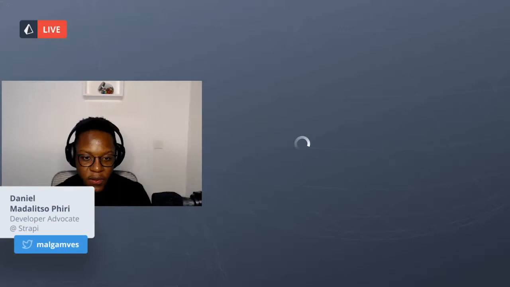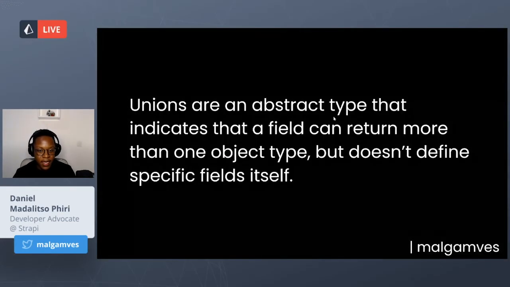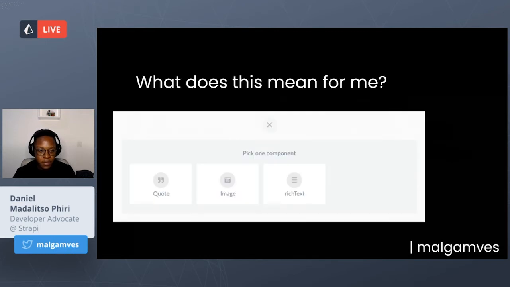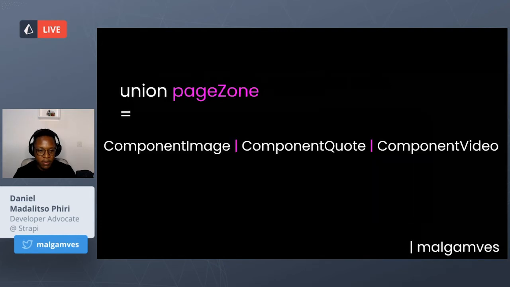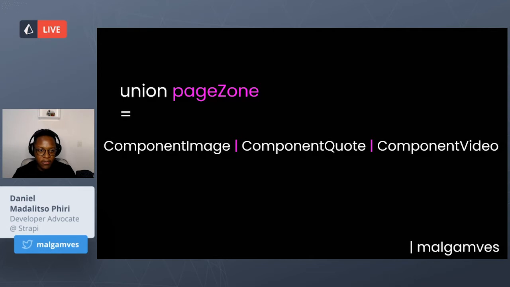Great. So we're talking about union types. Union types return more than one object type, but we aren't really sure because it doesn't define the specific fields that the object type returns. So what does this mean for us? Looking at our dynamic zone, we have three components, and each of these is its own type, all stored in a union type. Our union type, which is an object page zone, returns three different types: component image, component quote, and component video.